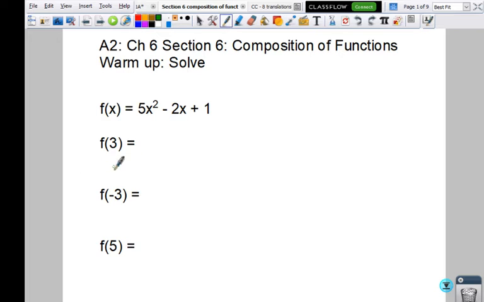Okay. So, anybody remember what, if I have f of 3, what that means? Remember, Devin? Yeah. So, if I have f of 3, I take this 3, and I plug it in for every x, and then I just solve it.